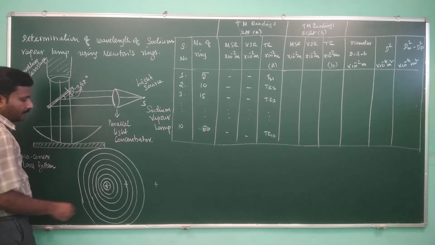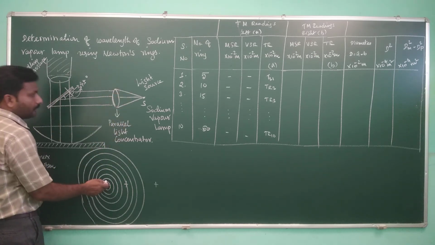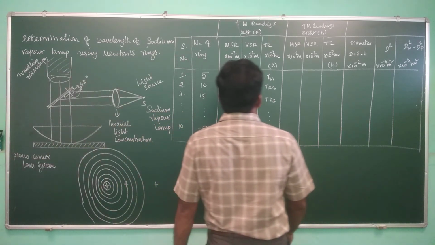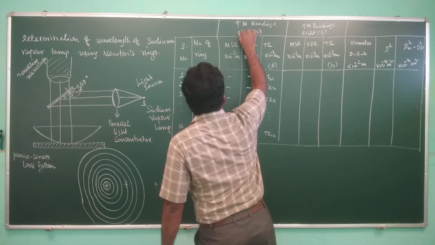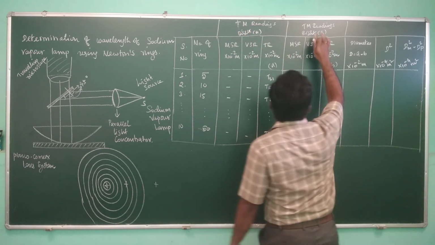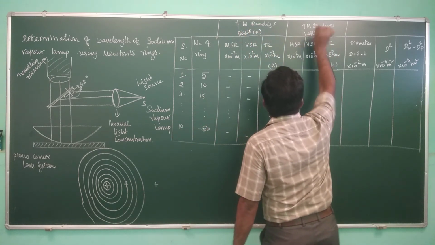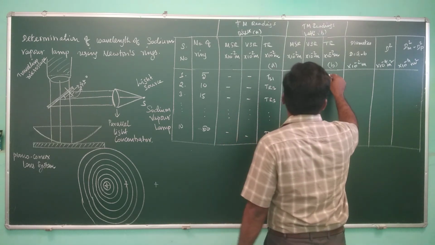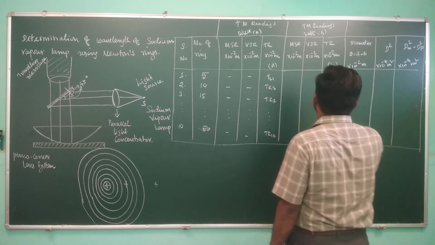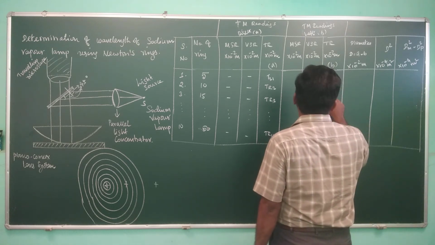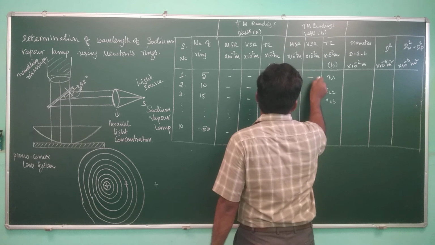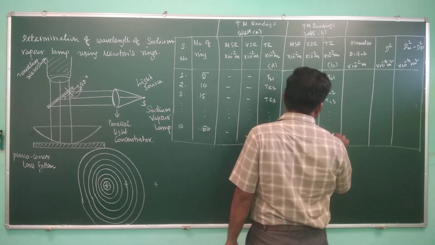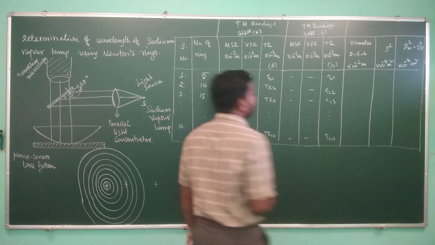After completing the 10 readings, you again come back to the center. You do the same for left movement. So this is the right movement, and this is the left movement. If you are doing it on the left side, again you will get the left side reading 1, left side reading 2, left side reading 3, right? And we are getting TL10, right?